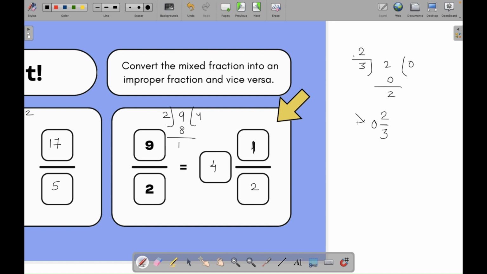So you can see the whole part is 0. So there is no point in writing this whole part. It does not make sense. When the whole part is 0, we do not write it. So that is why even if we try to convert a proper fraction to a mixed fraction, it will remain as a proper fraction. It will not get converted.